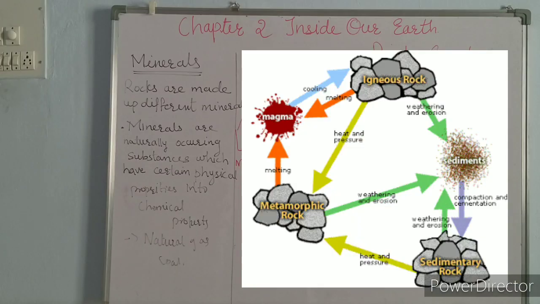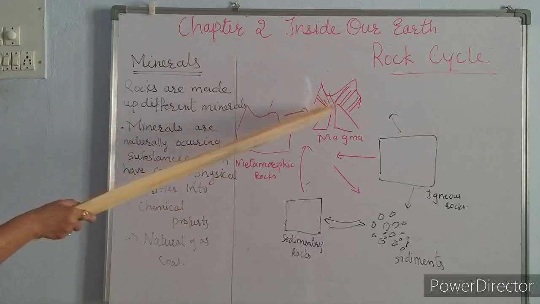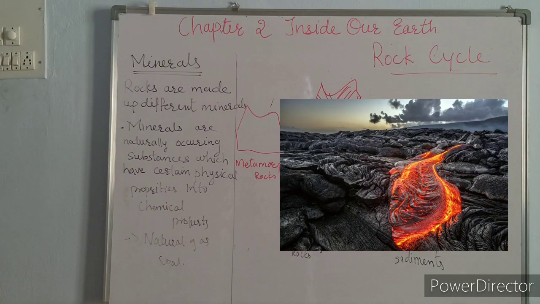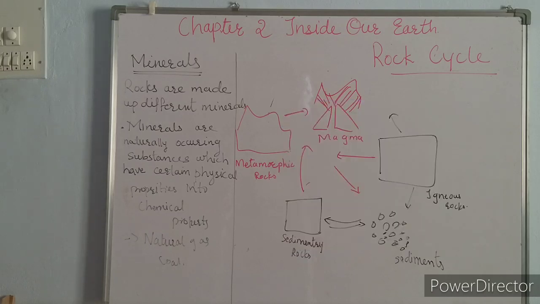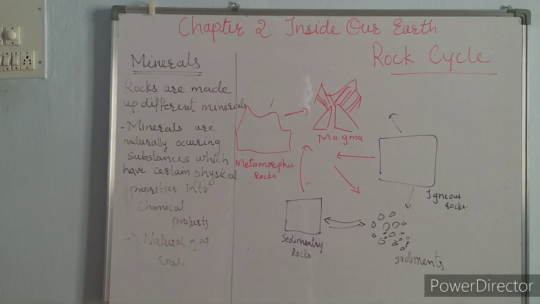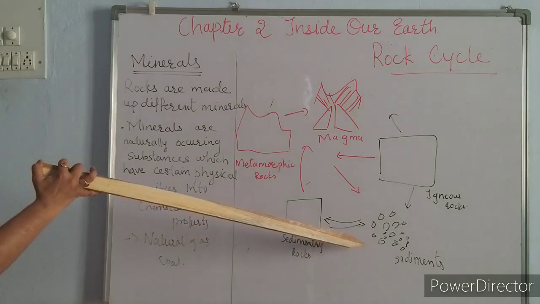Now we will discuss the rock cycle, how the rock is formed. By the rock cycle we can see, this is the magma. After the magma and lava turn into rock, we had studied that it is nothing but igneous rock. Then afterward, this igneous rock comes into sediments after the heat and pressure. All because of heat and pressure, this rock breaks down, and these small particles are called sediments.